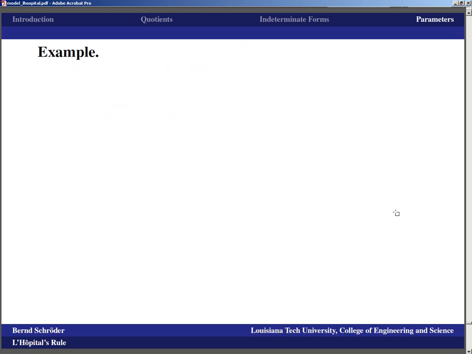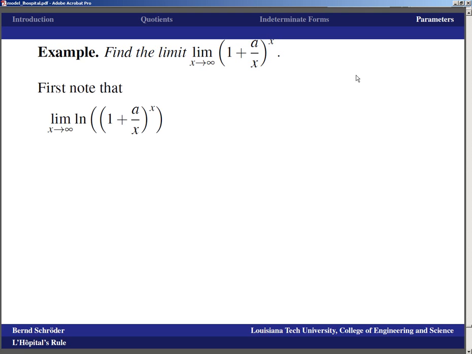Okay, now let's also work with parameters. On these later slides I've decided to take out the sermon on why we need to work with parameters. By now you've been in college for a little bit at least, and you probably have seen in your other classes that you have to deal with parameters. So let's take a look at this one. Limit as x goes to infinity of 1 plus a over x raised to the x. So this is now 1 to infinity, and that is an indeterminate form.